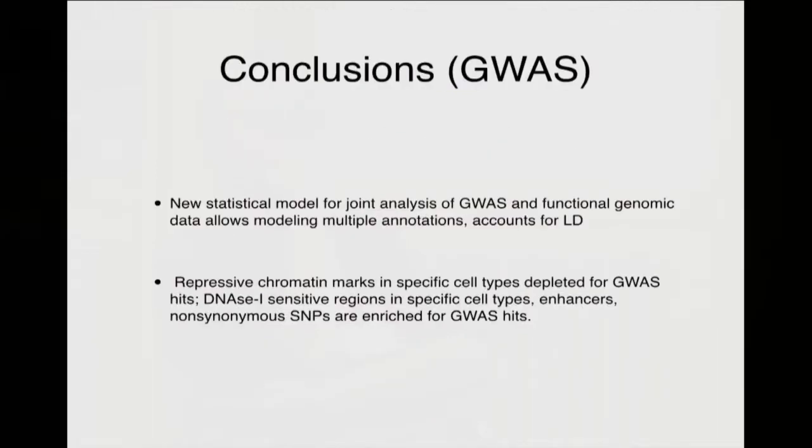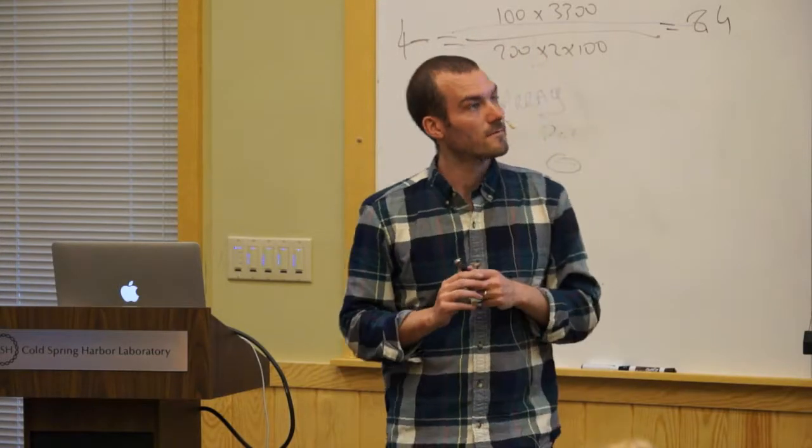And so, just to conclude, this is a new statistical model for the joint analysis of genome-wide association studies and functional genomic data. You can model multiple annotations, and it accounts for the correlation structure, at least to some extent. The repressive chromatin marks in specific cell types are depleted for GWAS hits. DNase-sensitive regions, enhancers, and non-synonymous SNPs are enriched for GWAS hits.